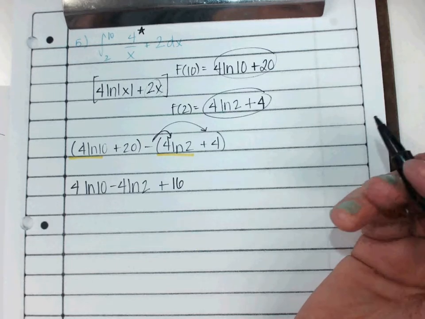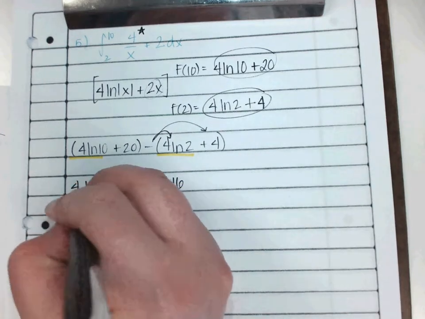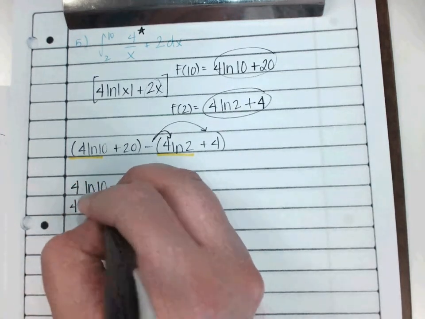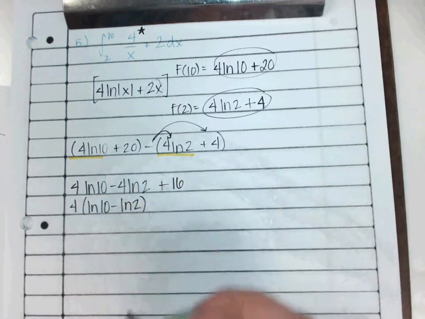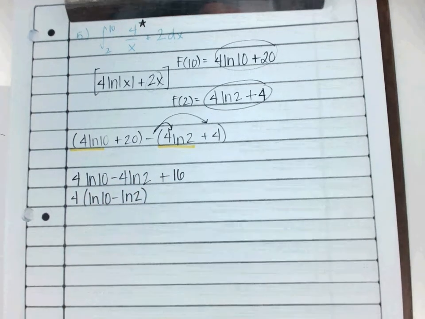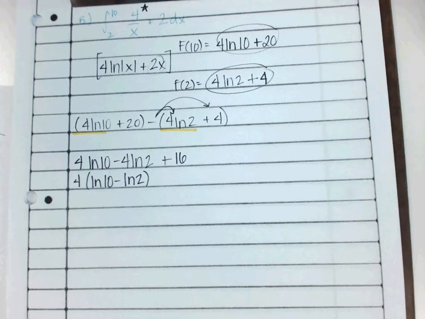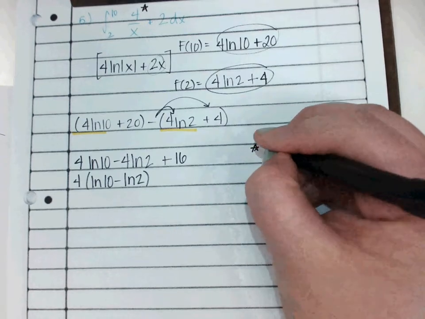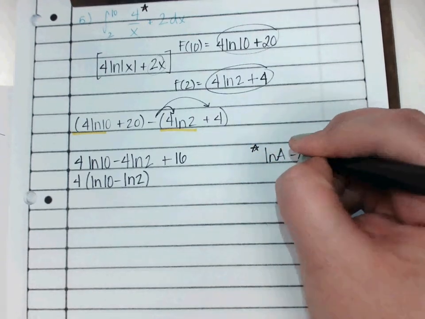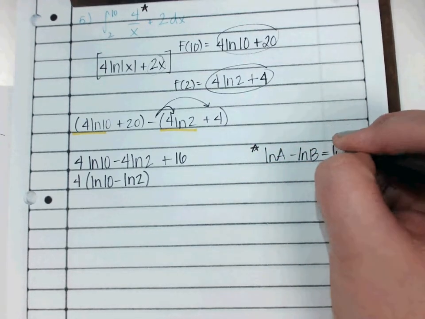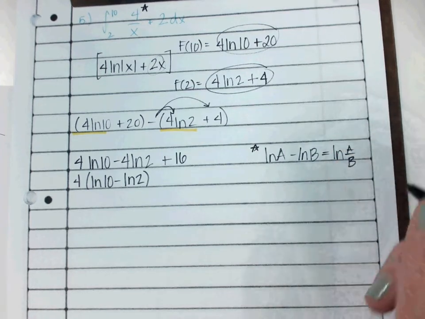They both have one, so I can remove it to the front. Which means really I have the ln of 10 minus the ln of 2. Now, there is a special rule for logs when you are subtracting. What can you do with the 10 and the 2? Divide. Yes. Okay, so there is a special rule: ln of A minus ln of B is the same as ln of A over B.